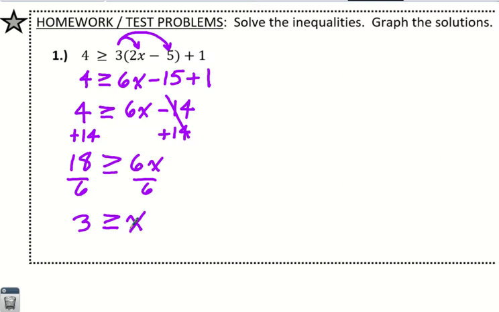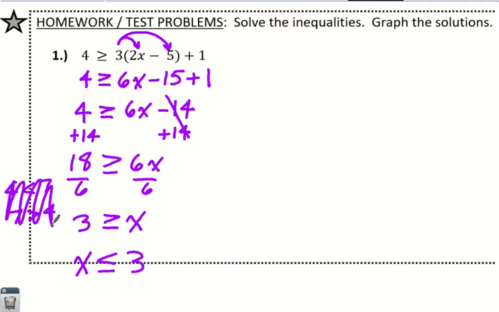I'm going to highly recommend that you flip all this around and read this more from right to left. Saying that 3 is greater than or equal to x is identical to saying x is less than or equal to 3. It's just like saying, if 4 is less than 7, you could re-say that the other way and say that 7 is greater than 4, but you don't. Just elaborating there.